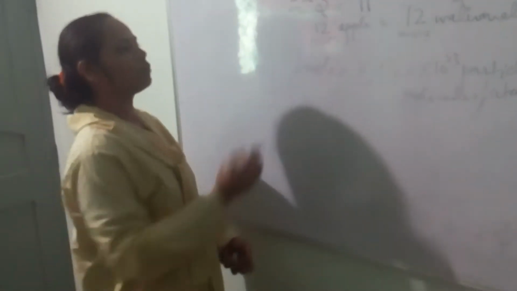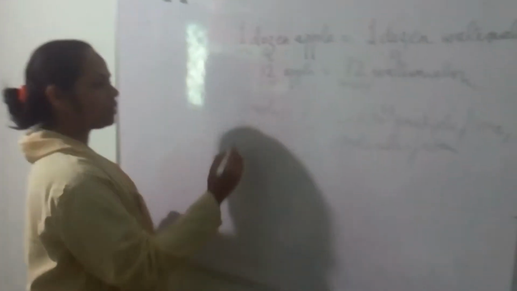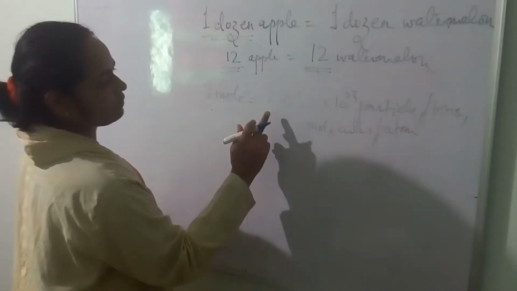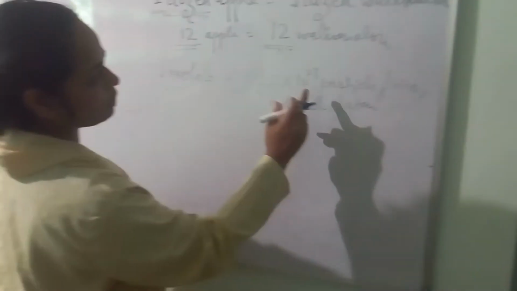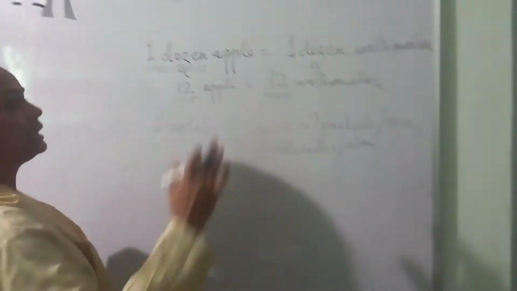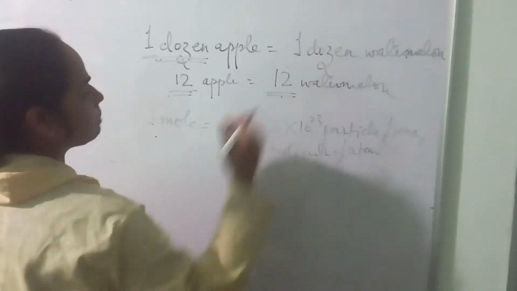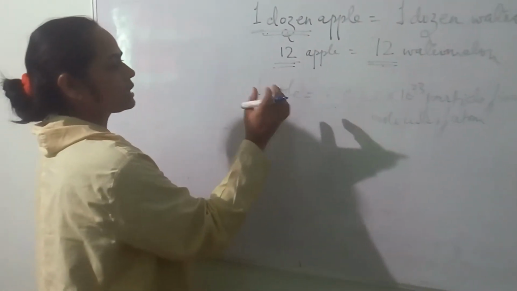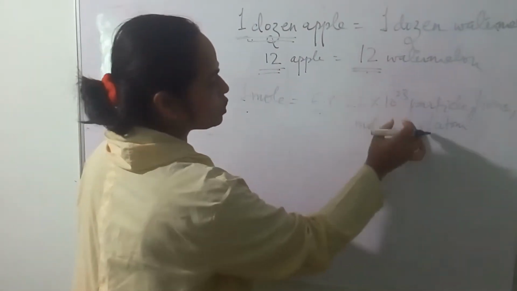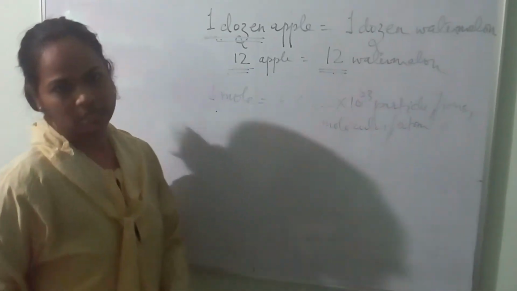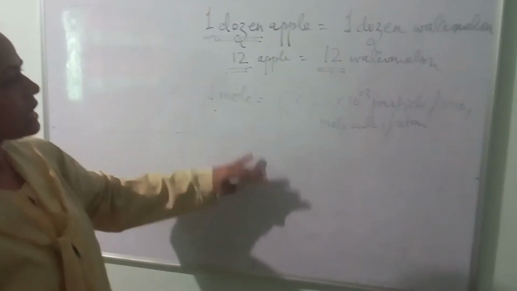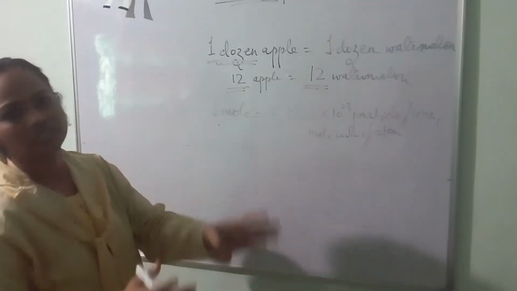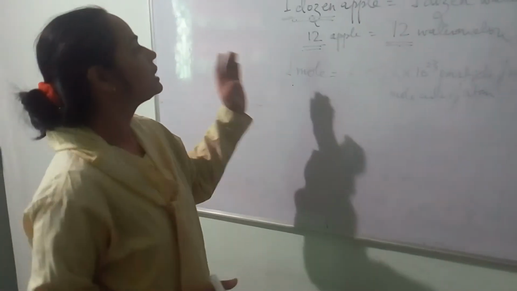Suppose I am taking 1 mole of apples. 1 mole of apples means having 6.022 × 10^23 apples. Similarly, 1 mole of watermelon means 6.022 × 10^23 watermelons. So you can see that the numerical value is the same, although we are taking different substances.